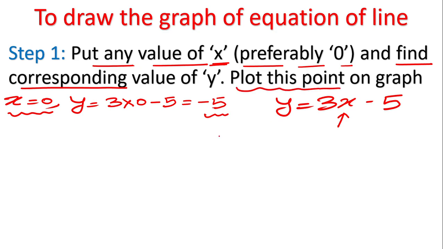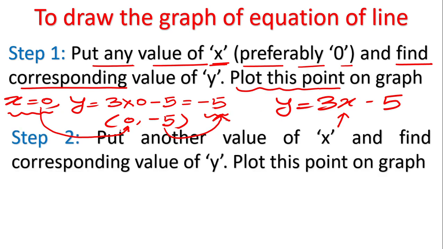Plot this point on the graph paper. Okay, so you will make the graph, and on that you will put a point (0, -5). Why have I written it like this? Because I have told you that first will be the value of x and second will be the value of y. Okay, now the same step you will repeat, but with different values of x. Put another value of x and find the corresponding value of y, and plot this point on the graph paper.